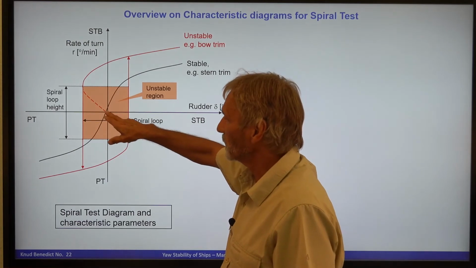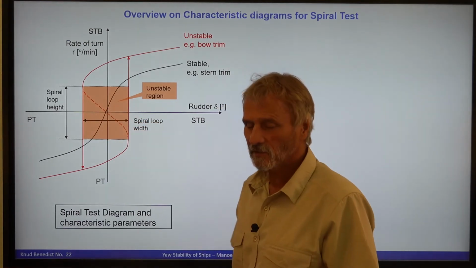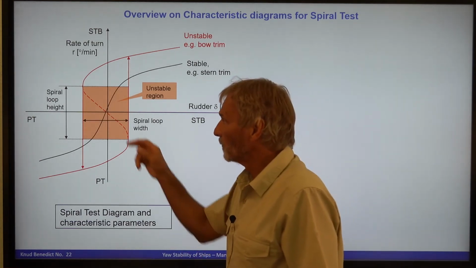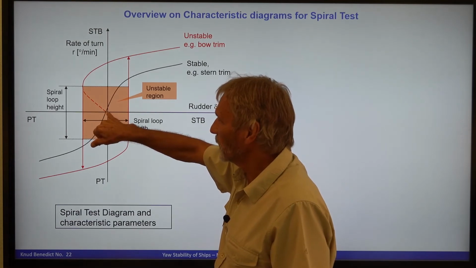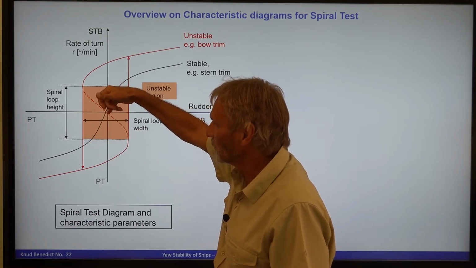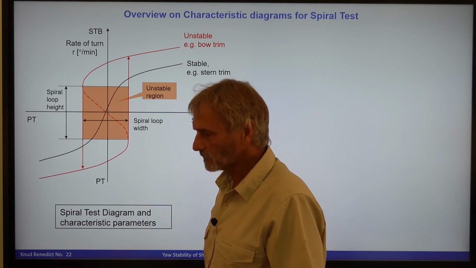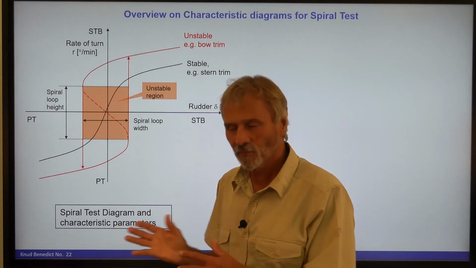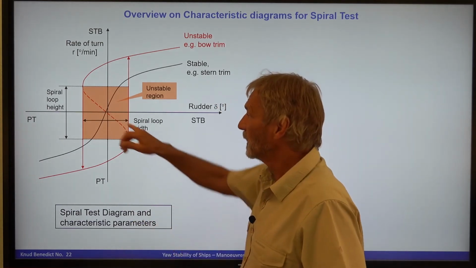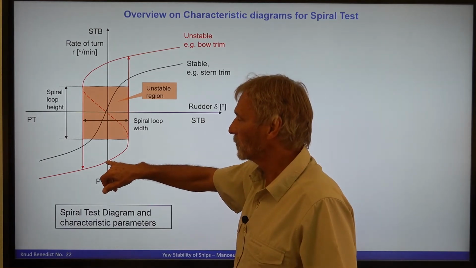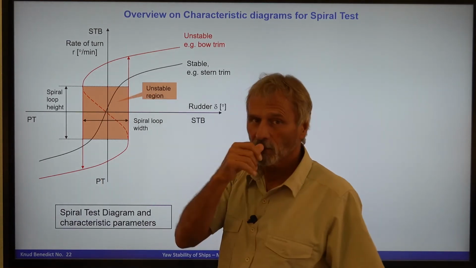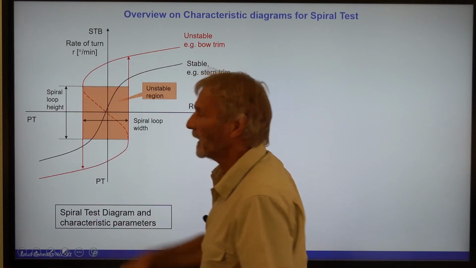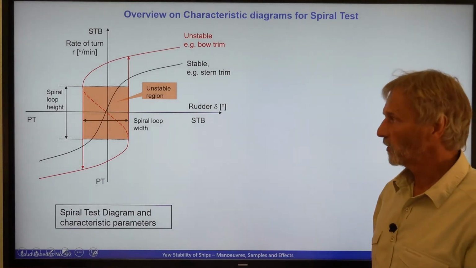Within this range here, the broken line is highlighting the unstable range or unstable conditions. Maybe for rudder angle 0, there might again be a possible very small turning rate to one side, which is an unstable condition. So the ship would always try to get away from this. And 2 stable conditions, 1 to port and 1 to starboard turning. This marks the range, the spiral loop height, where we have unstable conditions.